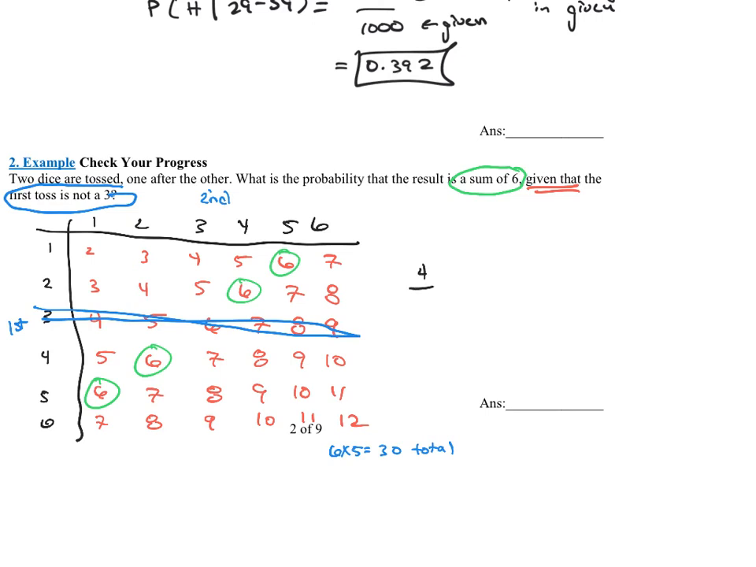So it seems that the probability of getting a 6, given that the first die is not a 3, would be 4 over 30. Go ahead and simplify that. Would be 2 over 15. It didn't say to write it as a decimal or a percentage, so we'll write it as a simplified fraction.